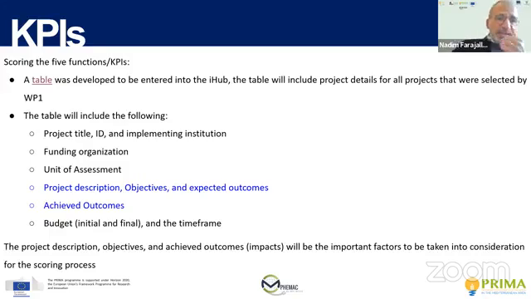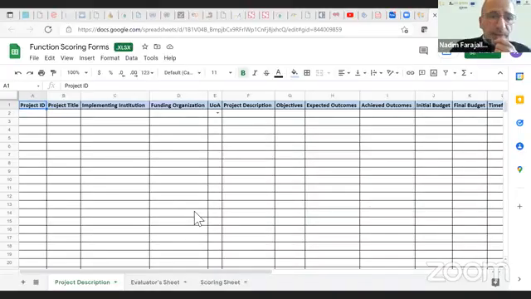For the 5 functions and the KPIs, a table was developed that would be entered into the iHub. And allow me to share that table with you now, if I may. Let me stop sharing this and share the table with you. Okay, this is the table. Can you see it? No? Okay. This is the table that we have developed.